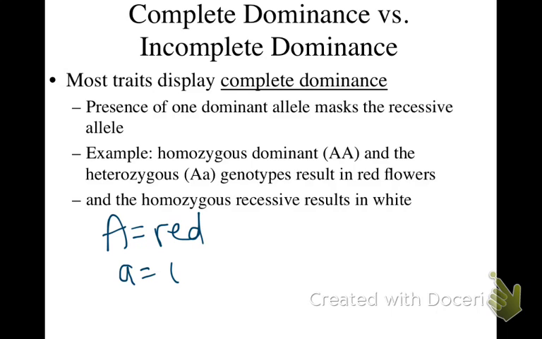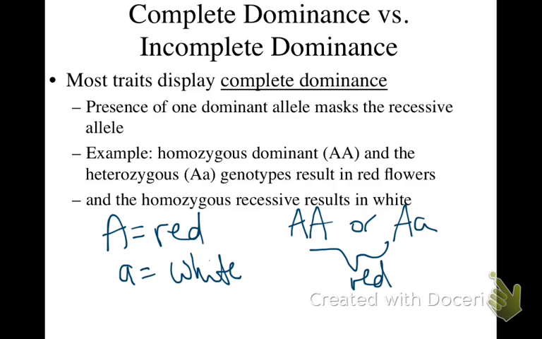Little a equals white. And so if you have big A, big A or big A, little a, they're both going to be red. And the only time you can show white is if you have little a, little a. That is complete dominance, where the homozygous dominant and the heterozygous are both dominant, and they show you red, and the recessive will be white. 2 phenotypes, that's it. You've got 2 different phenotypes, either you're dominant or you're recessive.